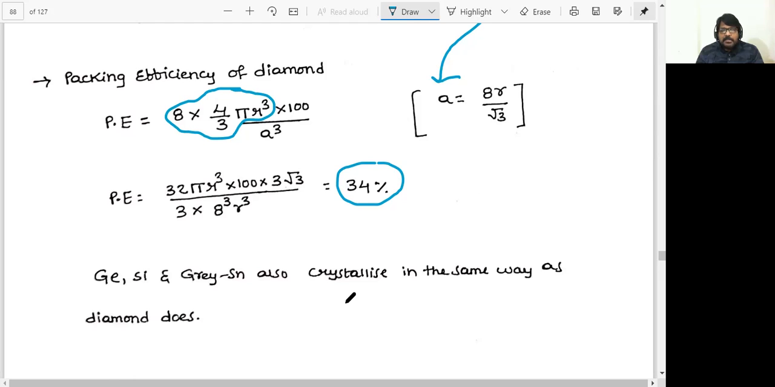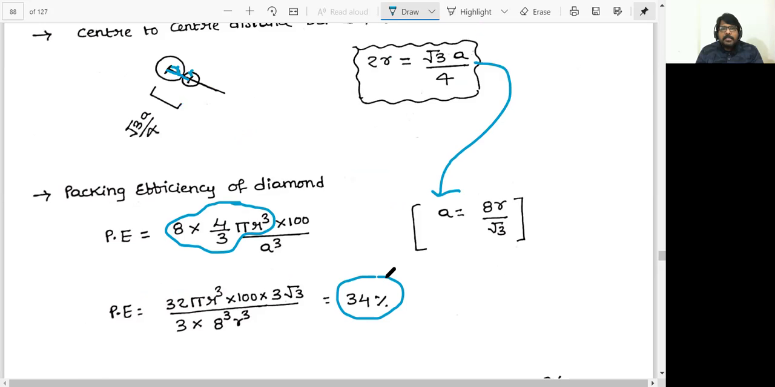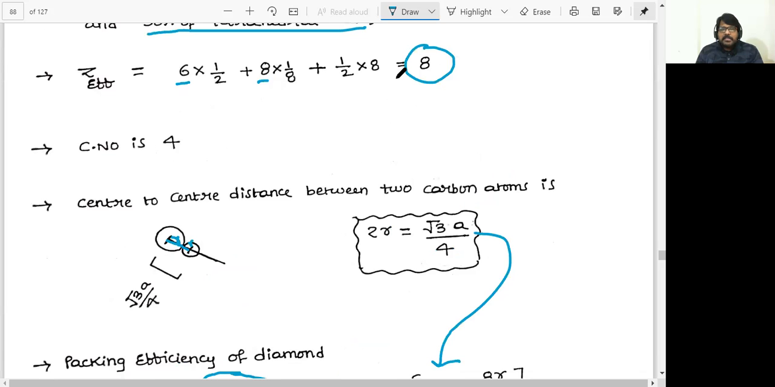And what are the other examples which are having diamond-like structure? Germanium, silicon, gray tin, these elements also crystallize in the same way as diamond. So this is about the structure of diamond. And one more important point here, there are 8 carbon atoms effectively, and the mass of each unit cell, if you take atomic mass of carbon is 12, 12 into 8, that is 96 AMU. So the mass of one unit cell of diamond, if you take, that is 8 into 12 AMU. So this is about the structure of diamond.